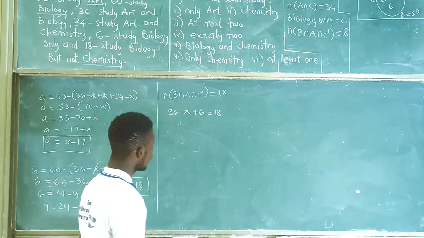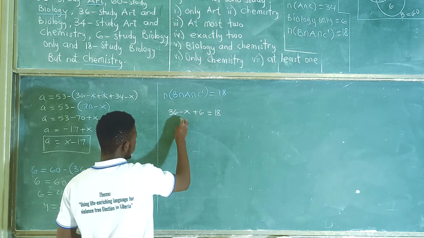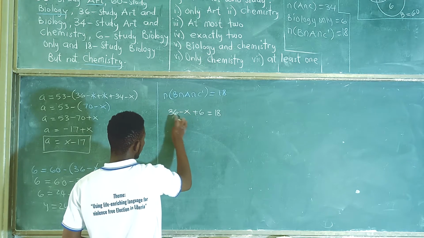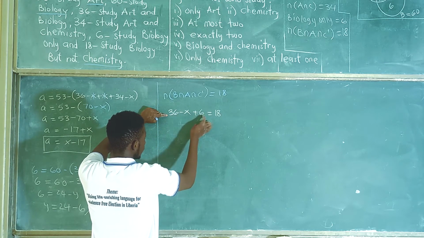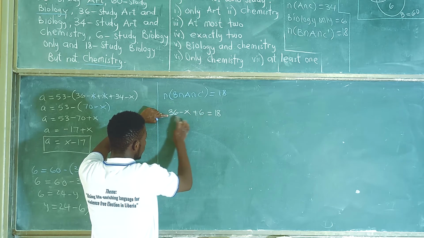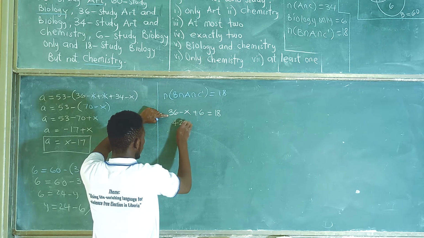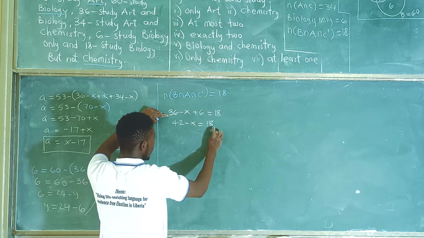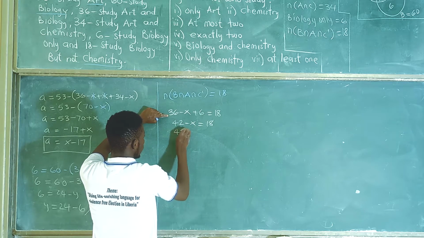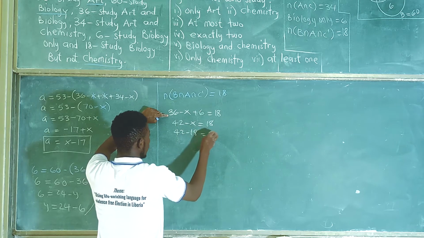So if we do that, what do we have? We have 36 plus 6 is 42. So you take 4 from here, add it here, and we have 2, so 42 minus x equals 18. To solve for x, you see this negative x, so it's 42 minus 18 equals x.